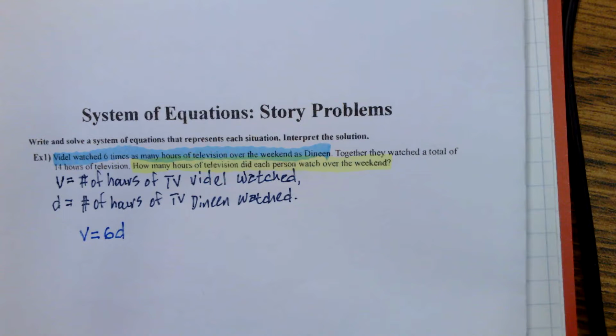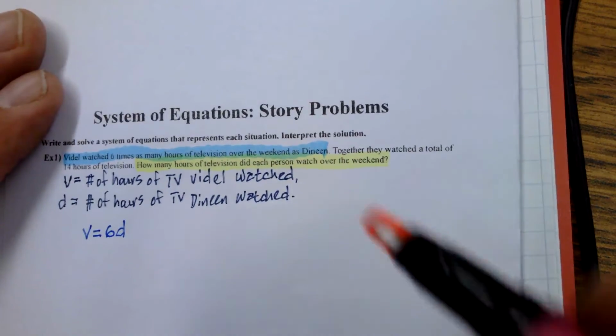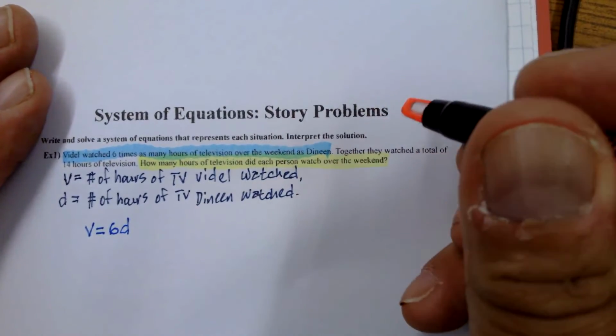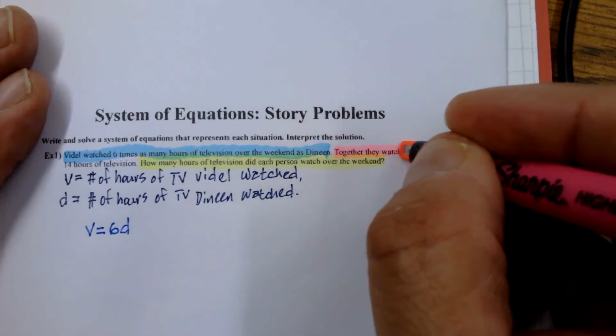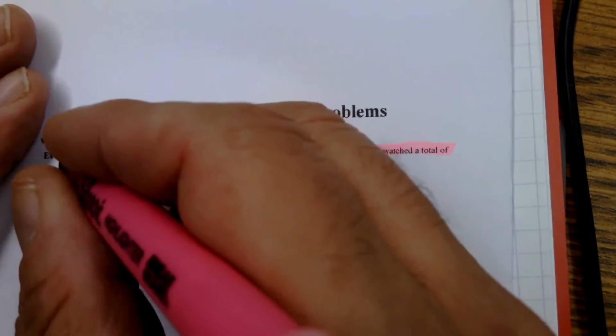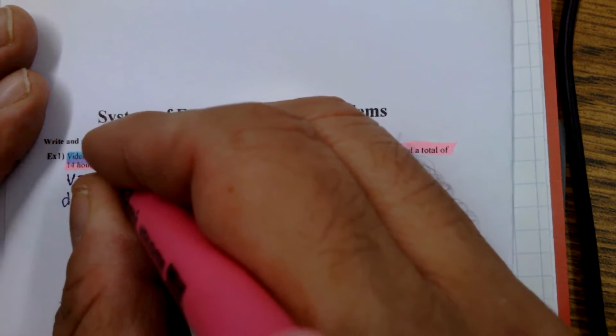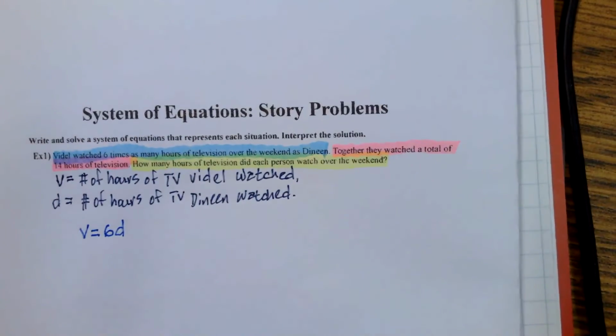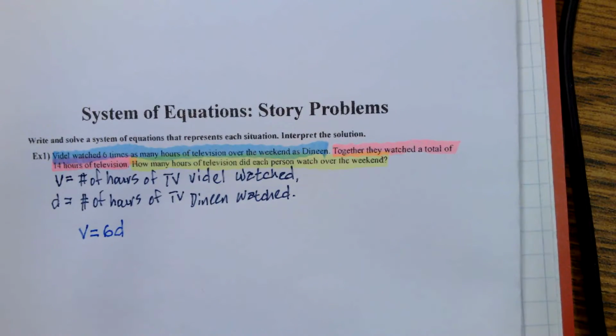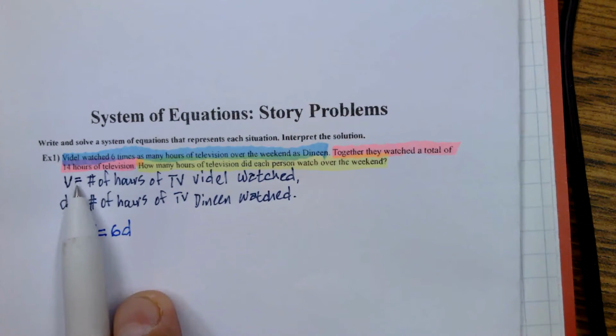The next sentence is going to give us a second equation, and then we can answer what we have to answer. Okay. So it says together they watched a total of 14 hours of television. So together, they watched a total. Important words going on there. What do we do when we total stuff up? Add. So what are we adding here? And we're representing those hours with these variables.